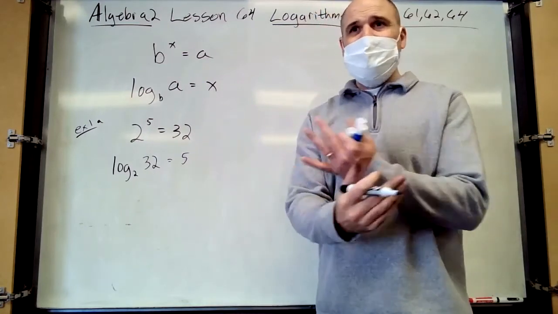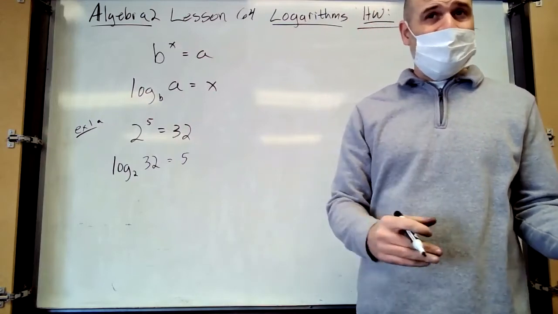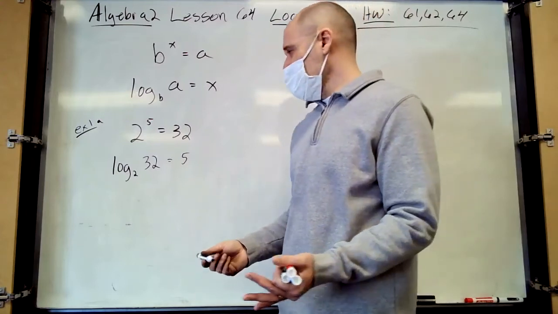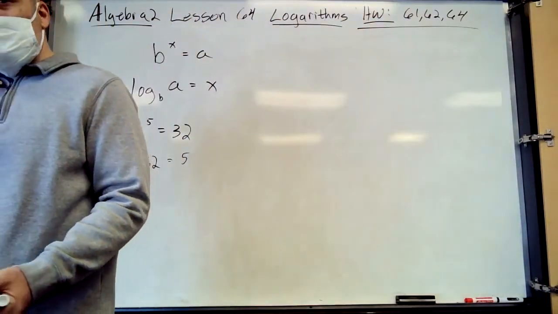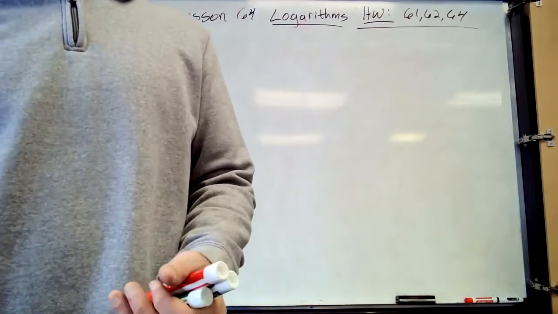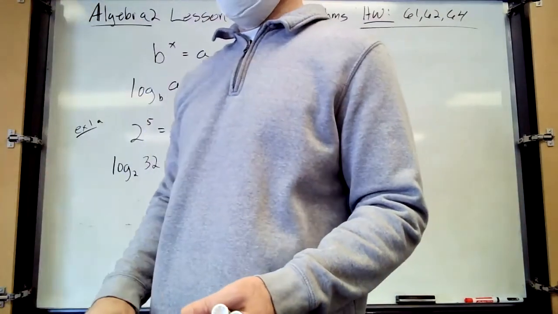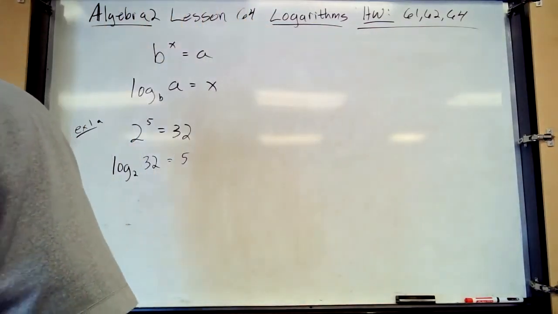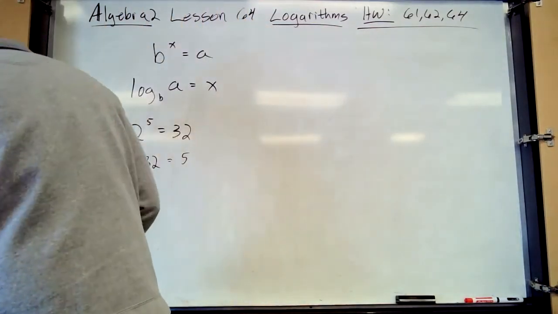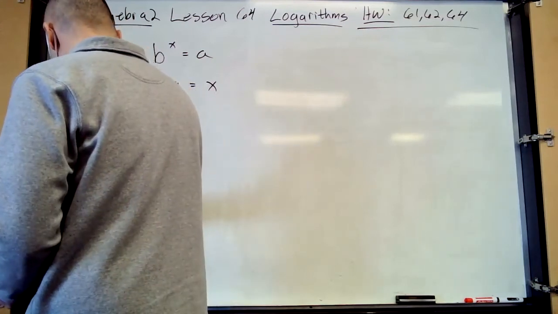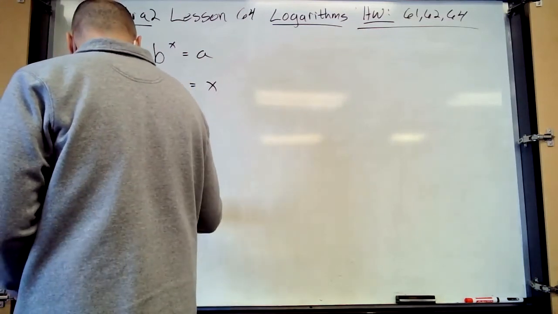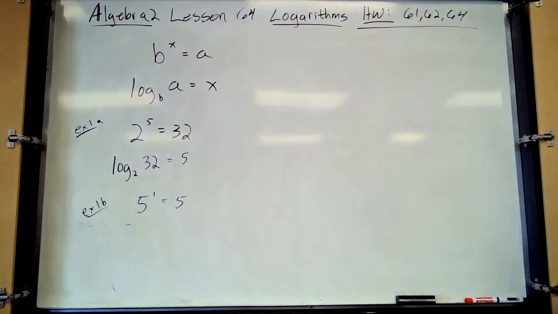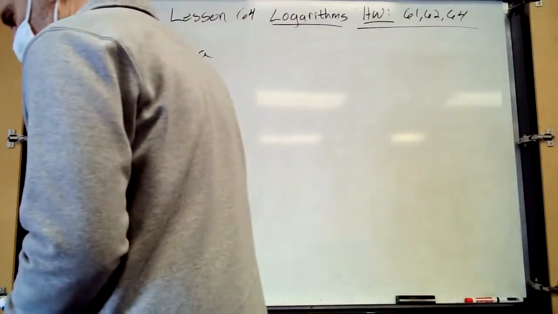So you're just rearranging stuff. The only thing difficult about this is remembering where you put what, okay? So just remember that when you're asked to find a logarithm, they're asking you to find an exponent. What exponent do you apply? Okay, so see if you can do this one. 5 to the first power equals 5. So rewrite that as a logarithm.